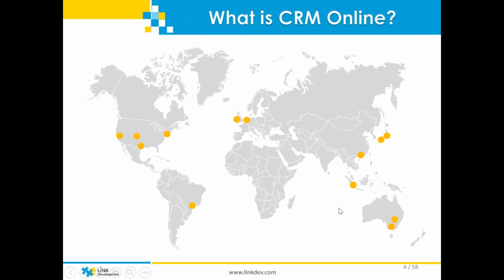So whenever you create an organization, you'll notice that it's in your name, let's say, for example, linkdev.org dot crm4.dynamics.com. CRM is the one in the West Coast, I think. That's CRM without any number, and the other ones will take different numbers. So this is an indication of the region.